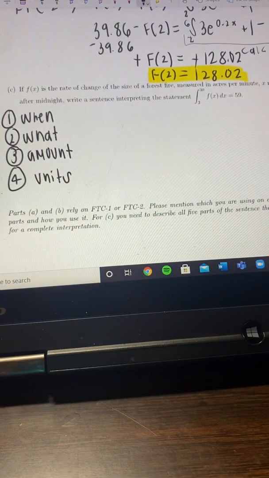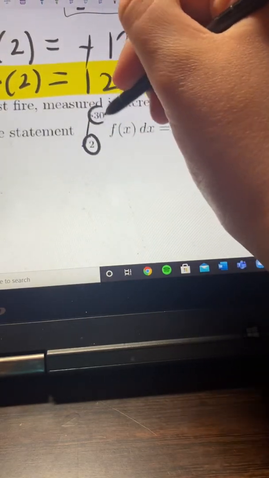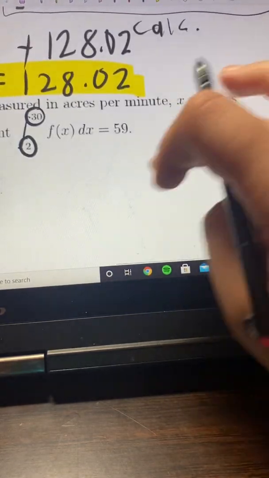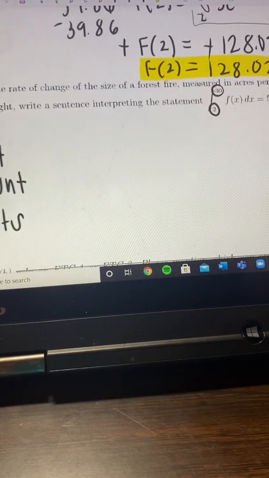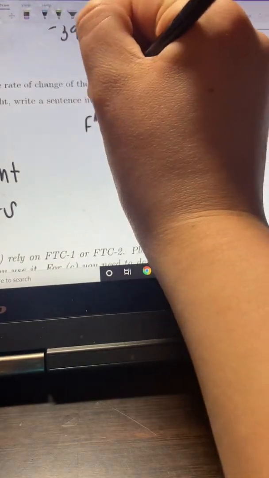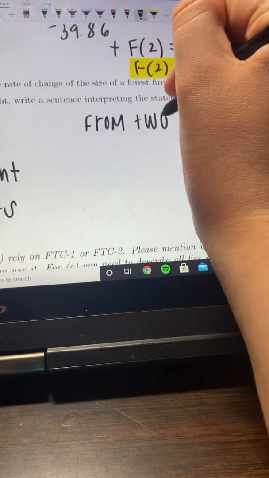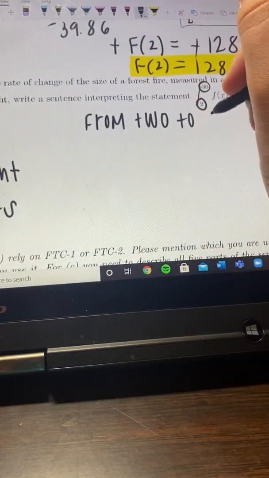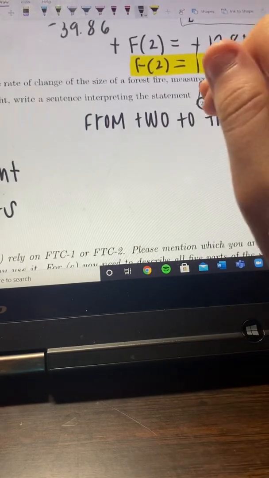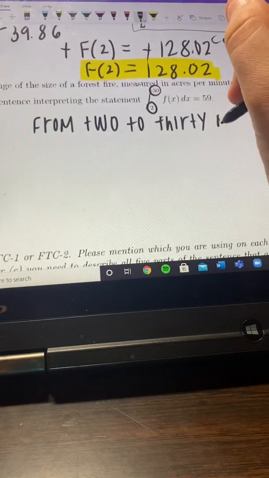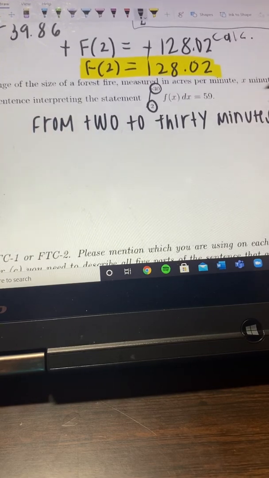So for when, we're going to be looking at the 2 and the 30. And since it says X minutes after midnight, we are going to say from 2 to 30 minutes after midnight.